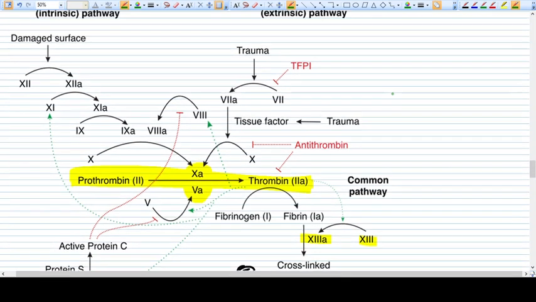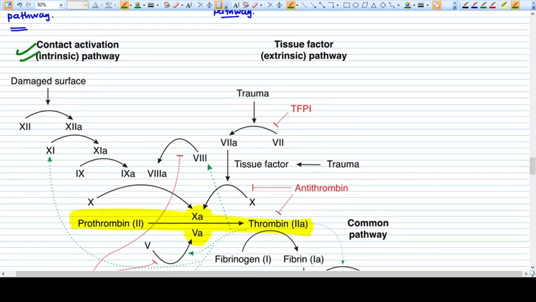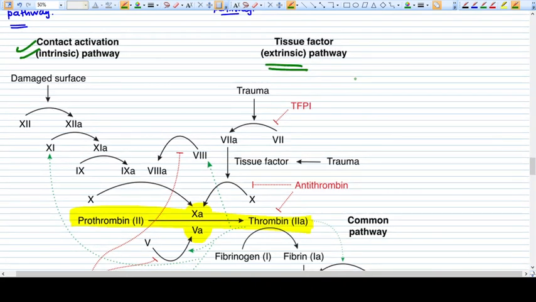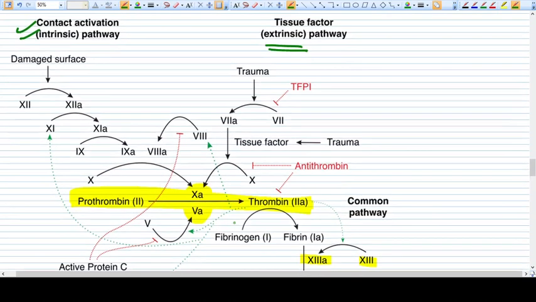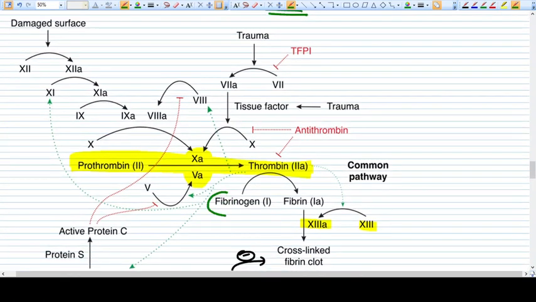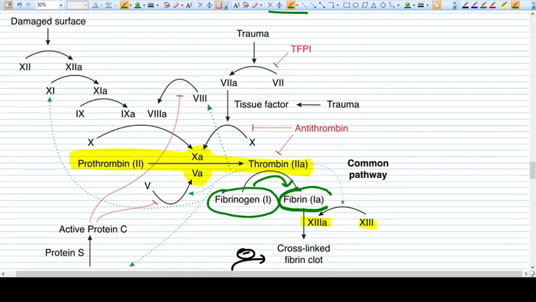Now here is the intrinsic pathway, and here is the extrinsic pathway. What is our goal? Again, I told you our goal is to make fibrin. We need to activate the fibrinogen to convert into fibrin. This one is our goal. This is fibrinogen, and this becomes fibrin. And which factor will do that? Thrombin. Thrombin is what? Activated factor 2. From prothrombin to thrombin it will happen.